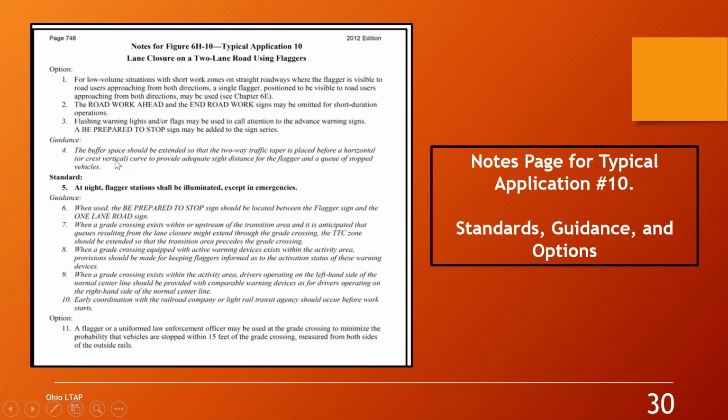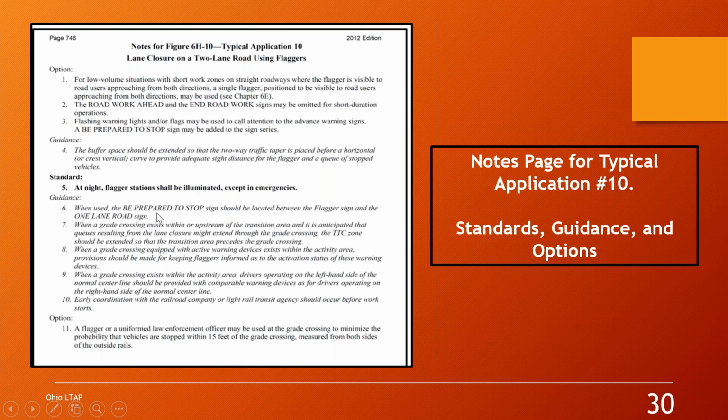Then it has some guidance. One of those talks about a buffer space. Maybe it should be longer in certain situations so that the 2-way traffic taper is placed before a horizontal or crest vertical curve to provide adequate sight distance for the flagger and a queue of stopped vehicles. Another guidance that's important, that we definitely use at ODOT, says that when used, the be prepared to stop sign should be located between the flagger sign and the 1-lane road sign.